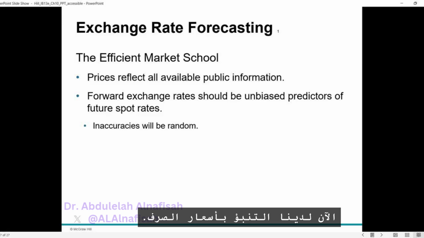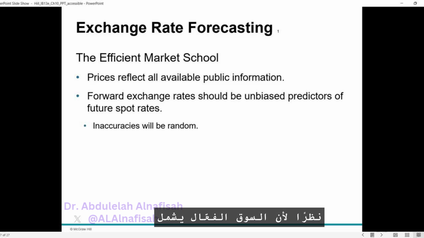Okay. Now we have exchange rate forecasting. In exchange rate forecasting, two main perspectives debate the value of investing in forecasting services. Efficient market school. This view holds that forward exchange rates reflect all publicly available information and therefore represent the best possible forecasts of future spot exchange rates.